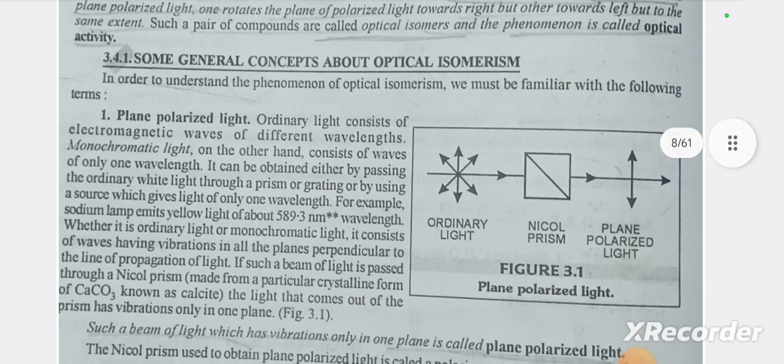One rotates the plane of polarized light towards the right but the other towards the left, but to the same extent. Such a pair of compounds are called optical isomers, and the phenomenon is called optical activity. Some general concepts about optical isomerism: in order to understand the phenomenon of optical isomerism, we must be familiar with the following terms.